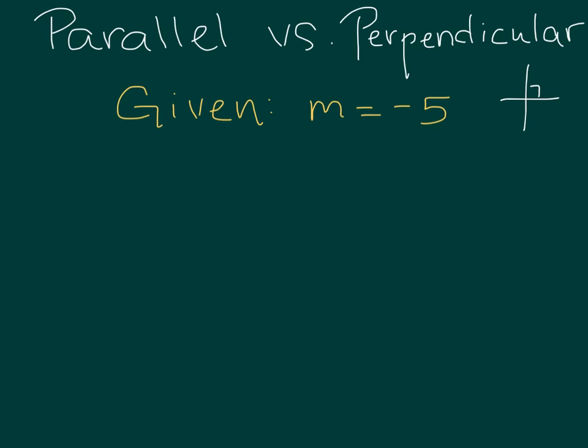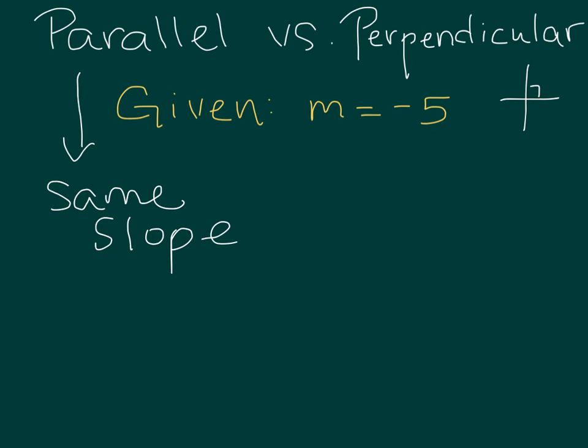Now, what we can do then is find equations for a line being given a particular slope. So if I have a slope that is -5, any line parallel to this given slope is going to have the same slope. So parallel is going to mean same slope, which means that a parallel line is going to have a slope of -5.